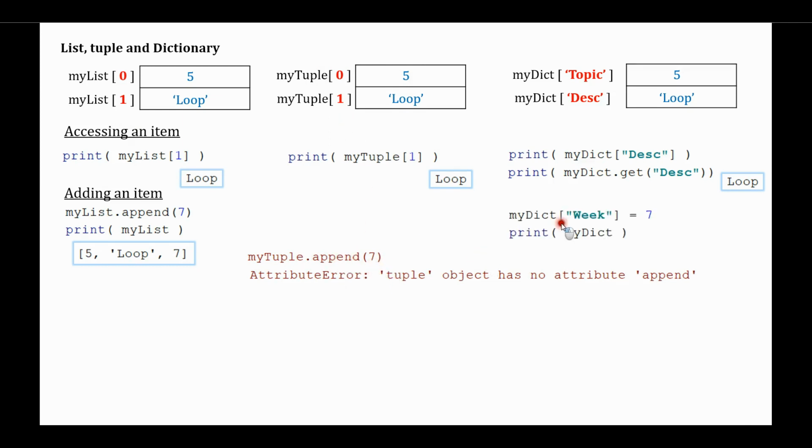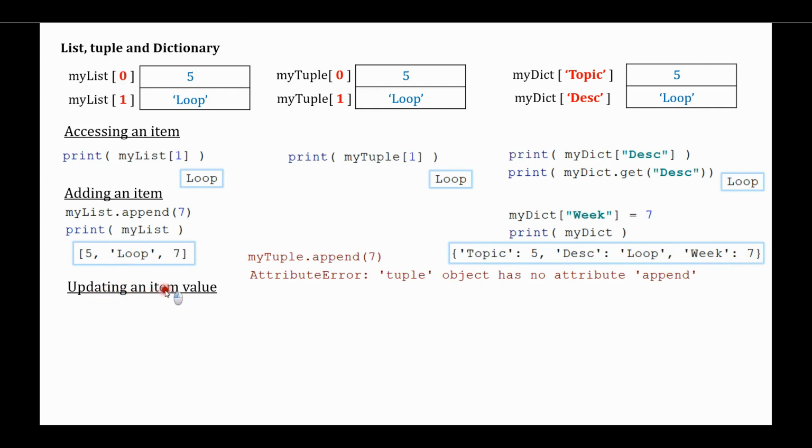To add a value to the dictionary, you simply put square brackets with a new key. This dictionary has two elements. One key is topic, the other key is description. So you put another new key, square bracket "week" equals 7. It will add this 7 into the dictionary. And when you print out, you'll find that now 5 is there, "loop" is there, and 7 is also there, and the key is week here.